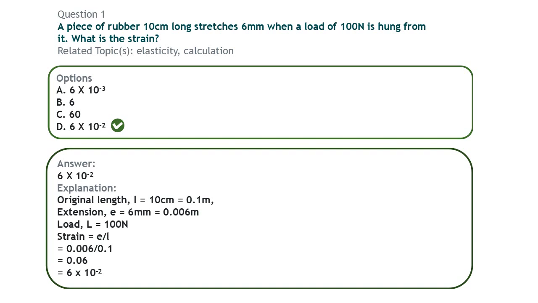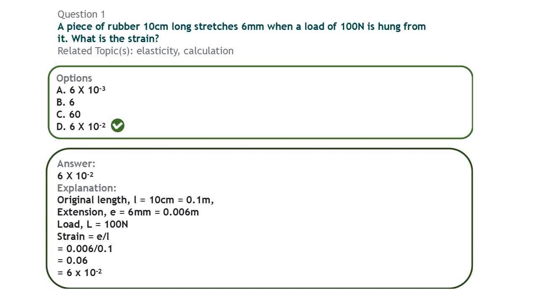However, if you look at the original length here, it is given in centimeter and the extension is given in millimeter. We cannot use them directly in this formula. So what do we do? We need to convert them to a common unit. Okay, we cannot use centimeter and millimeter directly together, so we convert the length and the extension to meter.